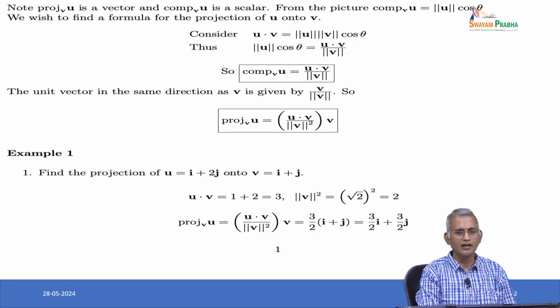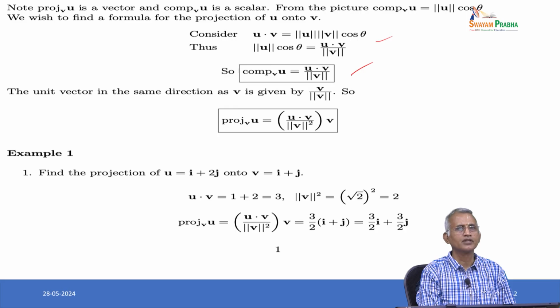Then from the picture we have component of u over v equal to norm u times cos theta. We wish to find the formula for the projection of u onto v. The dot product of two vectors is u dot v equal to norm u norm v cos theta. Thus, norm u cos theta equals u dot v by norm v. Therefore, component of u over v equals u dot v by norm v. The unit vector in the direction of v is given by v by norm v.